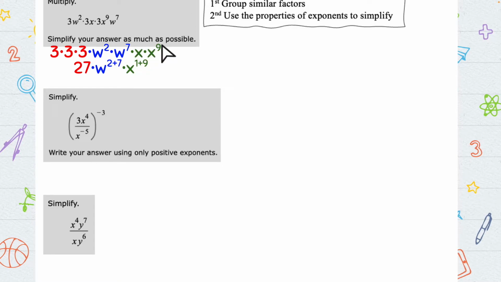This is x to the first power, by the way. There's a 1 here. If you don't see a 1, or you don't see a number for an exponent, the exponent is 1. So now I'm just going to do the simple addition here. I get 27, w to the 9th power, x to the 10th power.